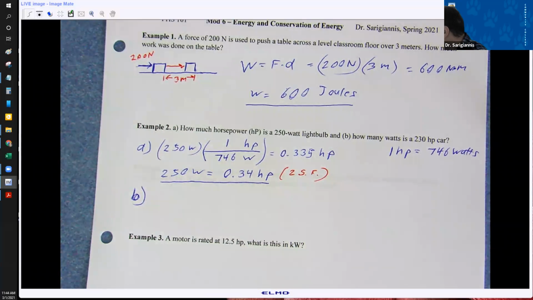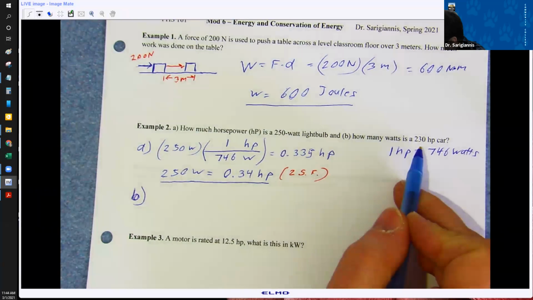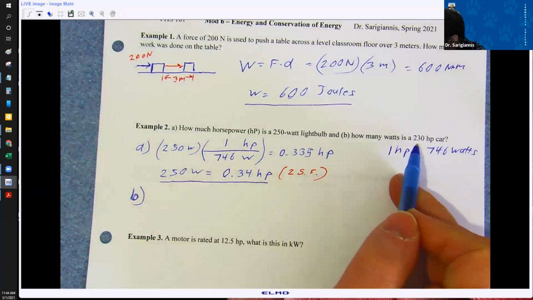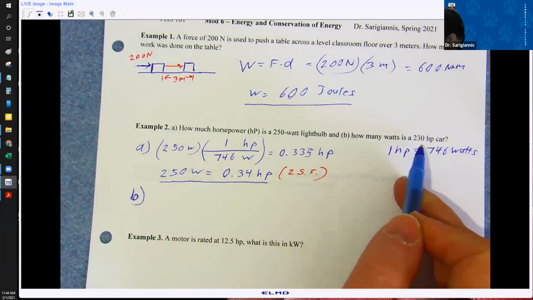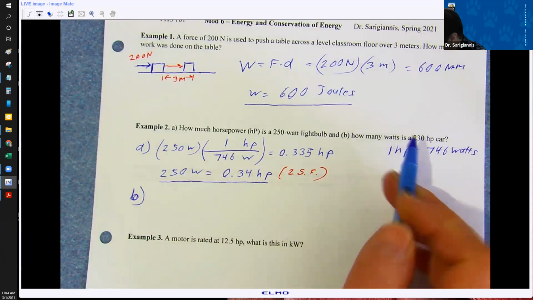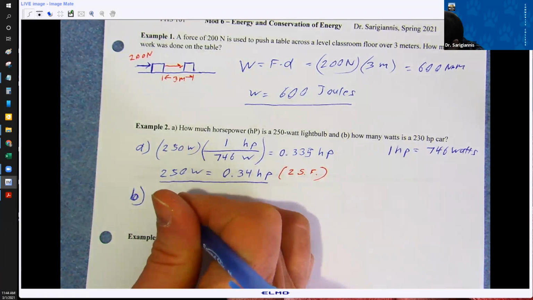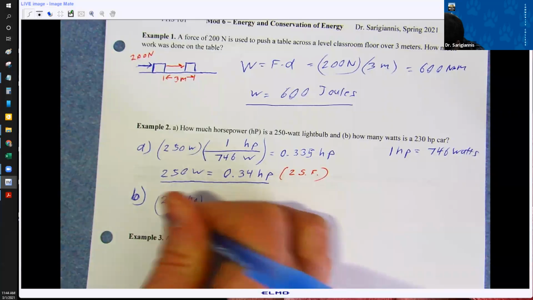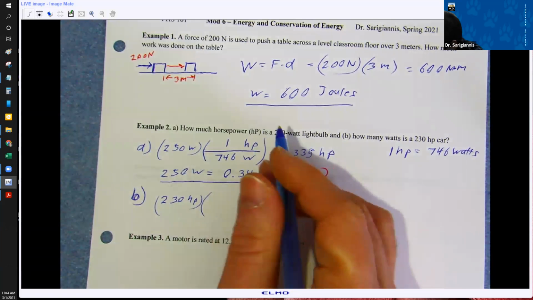Part B. How many watts is a 230 horsepower car? So now we're going to convert the other direction, right? In this case, we've got a 230 horsepower car, which is not so unusual. It's not your standard 4-cylinder car. So now we've got 230 horsepower, and we want to convert horsepower to watts.